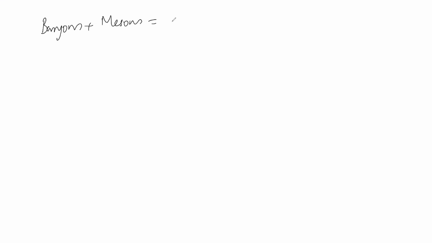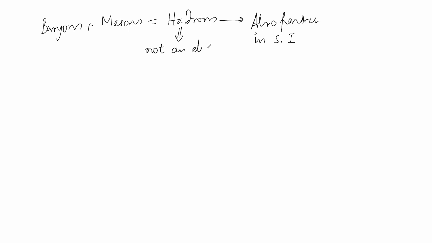Because all these particles also participate in a strong interaction. Let me be very clear: it is not that they don't participate in weak interaction, they also participate in the strong. While leptons don't participate in a strong interaction. Therefore, baryons plus mesons make hadrons, and hadrons are basically not an elementary object.